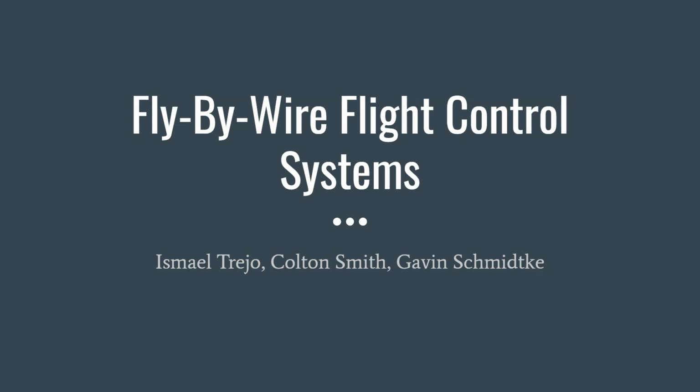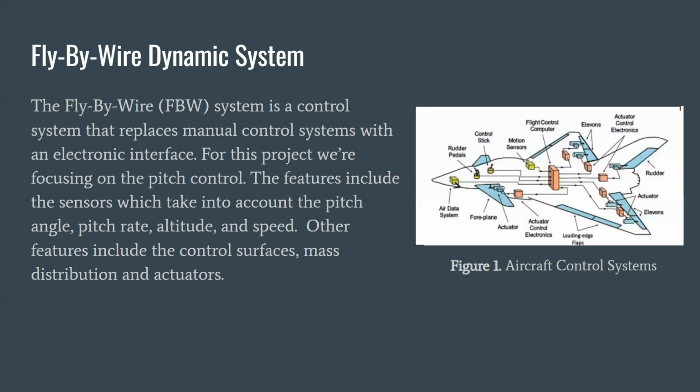The dynamic system we chose is the fly-by-wire flight control system for aircraft. The fly-by-wire system is a control system that replaces manual control systems with an electronic interface. For this project, we're focusing on the pitch control. The features include the sensors, which take into account the pitch angle, pitch rate, altitude, and speed. Other features include the control surfaces, mass distribution, and actuators.